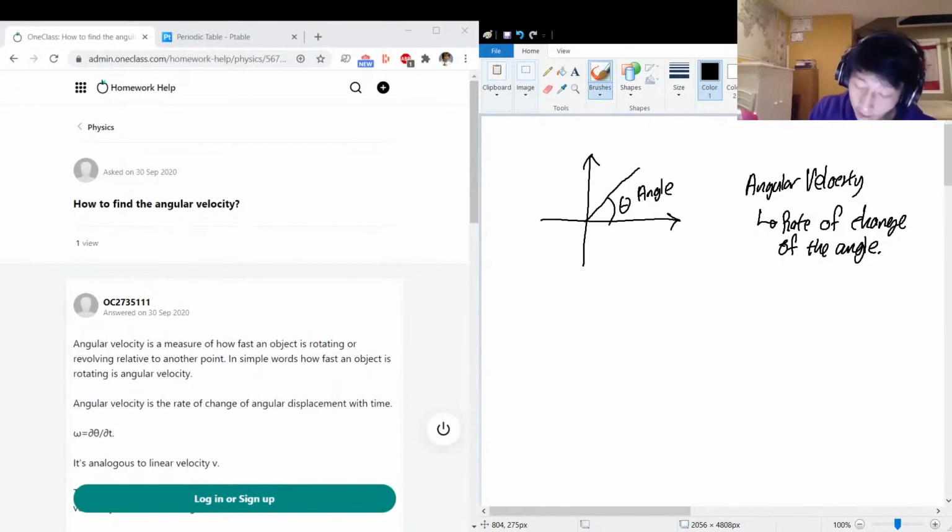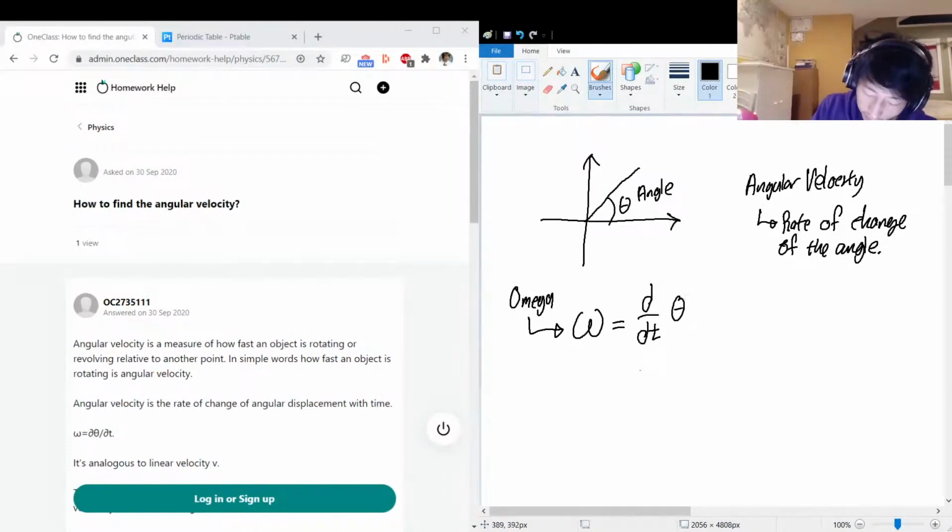So angular velocity, we represent it with the Greek letter omega. I know it looks like a W. It is not a W, it's omega. And this is just the time derivative, d over dt, of theta. Okay, and yeah, that's exactly how you find the angular velocity.